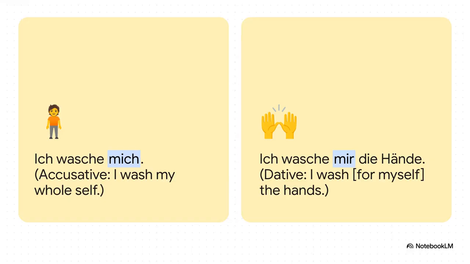And this slide right here, this is the big aha moment. Just look at this comparison. On the left, ich wasche mich, that's accusative. It means I am washing my entire self. But on the right, ich wasche mir die Hände. What are you washing? The hands. Die Hände is the direct object now. So the pronoun shifts to the dative, mir, to show who's benefiting from the action. It's like saying, I'm washing, for myself, the hands. See that shift? It's brilliant.